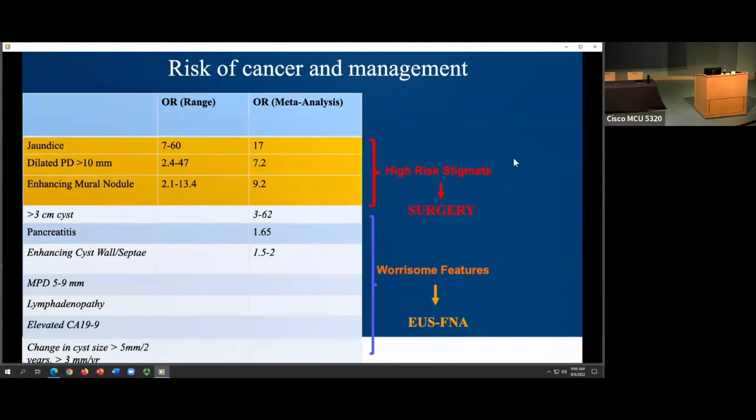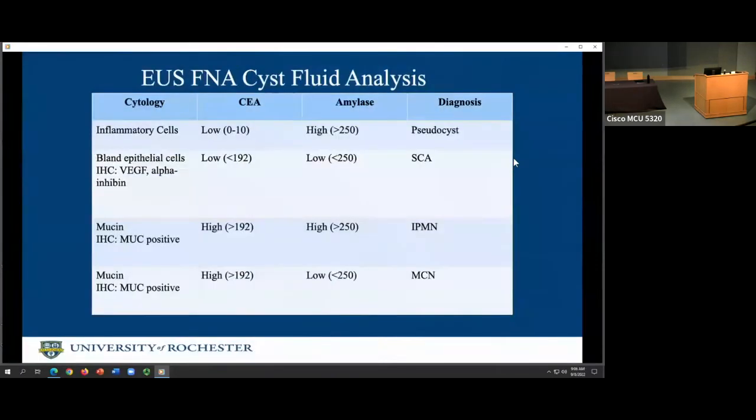If the cyst has enhancing walls, or if the main duct is between 5 to 9 millimeters, elevated CA19-9, and lymphadenopathy, or whether there is a change in the cyst size. And this is a little new between the guidelines, whether it's greater than 5 millimeters over 2 years or greater than 3 millimeters per year, then these should be followed with an EUS-FNA. And traditionally, with the EUS-FNA, we check the cytology, the CEA, amylase, and I reviewed this in the prior slide.